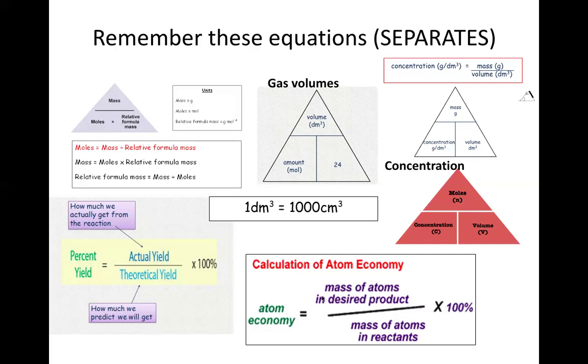And down the bottom also, you've got your atom economy calculation. With your atom economy, you need to be able to figure out the mass of atoms in the product that you want divided by the mass of the atoms in the reactants, and then multiply that by 100. And practice some of these calculations so that you are confident using them.